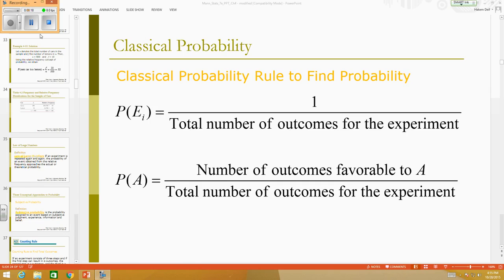Okay, let me give you a quick brief of what we did so far in chapter 4. We looked at outcomes and events, where the outcome is a result of doing a probability experiment one time, and the event is a collection of these outcomes or a set of these outcomes.